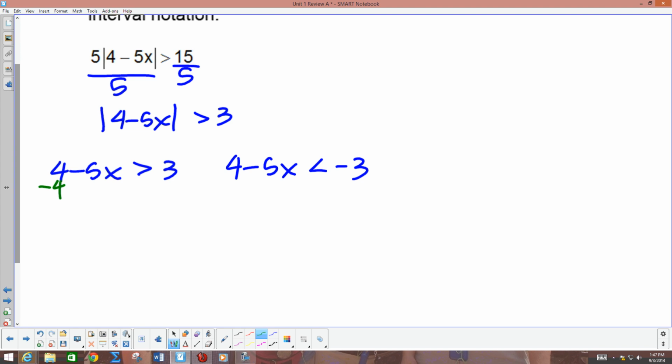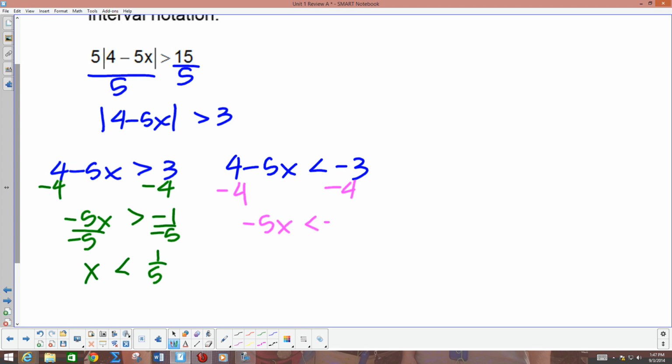So subtract 4, negative 5x is greater than a negative 1. Divide by negative 5, divide by negative 5. I'm dividing by a negative 5, and so x is going to be less than 1/5. I'm going to subtract 4, negative 5x is less than negative 7. Divide by negative 5, divide by negative 5. Since I'm dividing by a negative, I have to reverse the inequality sign, and x is going to be greater than 7/5. So now I'm going to draw my number line.